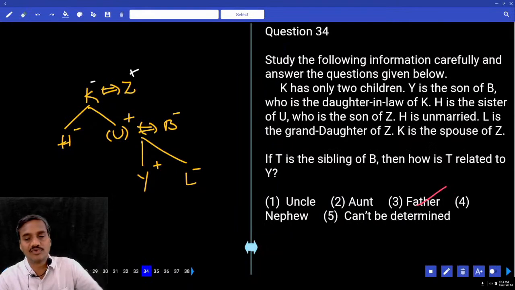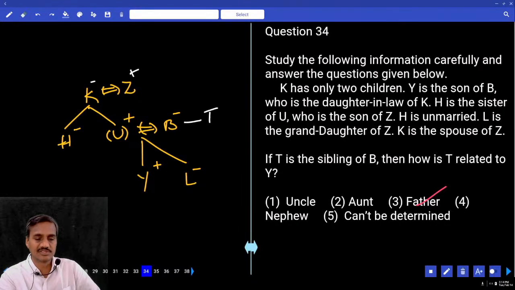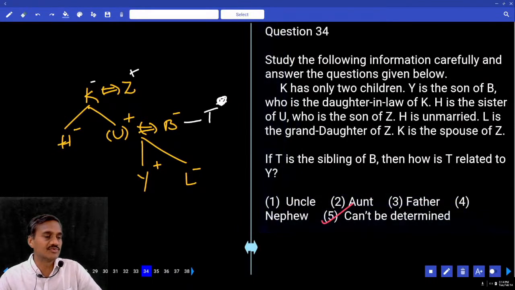Then next one, 34. If T is the sibling of B, T will be somewhere here. Sibling means gender cannot be determined, may be male or female. How is T related to Y? Y's mother's brother or sister. If T is a brother, uncle, and sister means aunt. Either uncle or aunt, choice 5, question number 34.